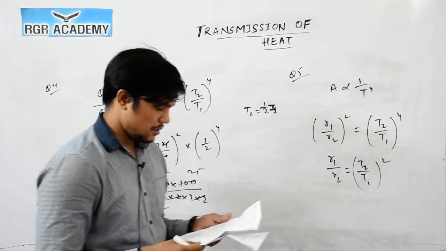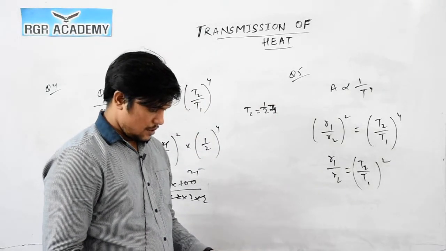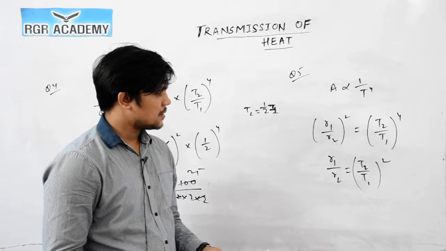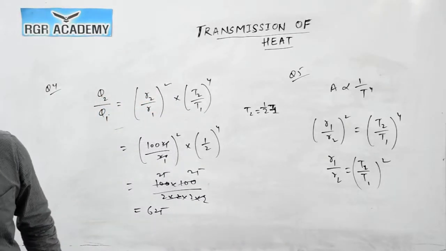So we see the options. For question number 5, the option number 4 will match, (T2 by T1) square. Okay. Now question number 6.